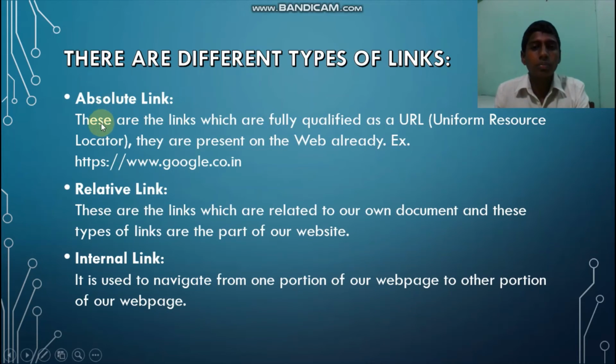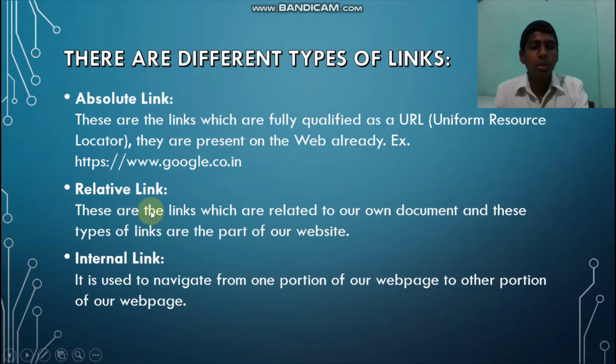Absolute links. These are the links which are fully qualified as a URL, uniform resource locator. They are presented on the web already. For example, https://www.google.co.in. This is one of the links which is already present on the web. So when we put it in our HTML code, it will be easy to reach the page.